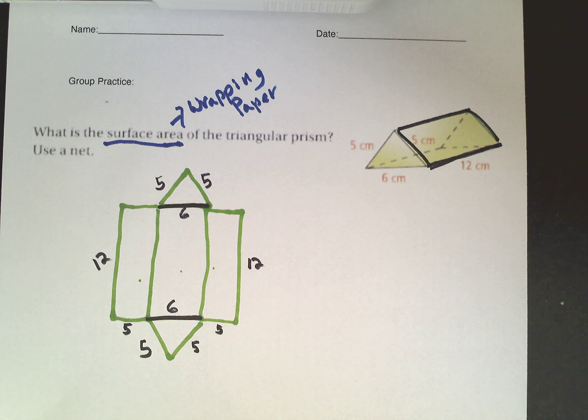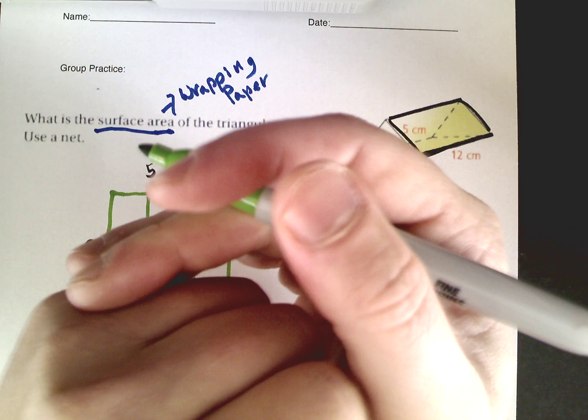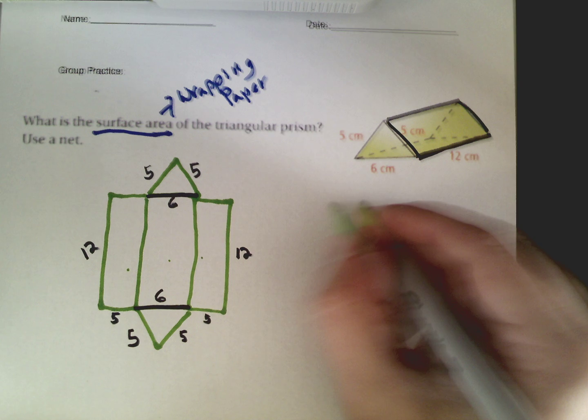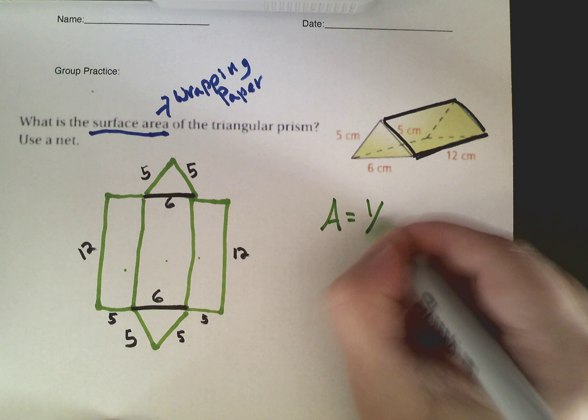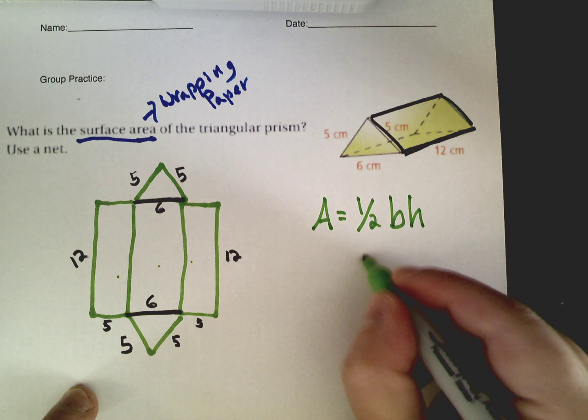Now I have some issues. I always have issues. Okay, so my issue here is the triangles. Well, I know the area of a triangle. Area equals 1/2 base times height. My triangle looks like this.